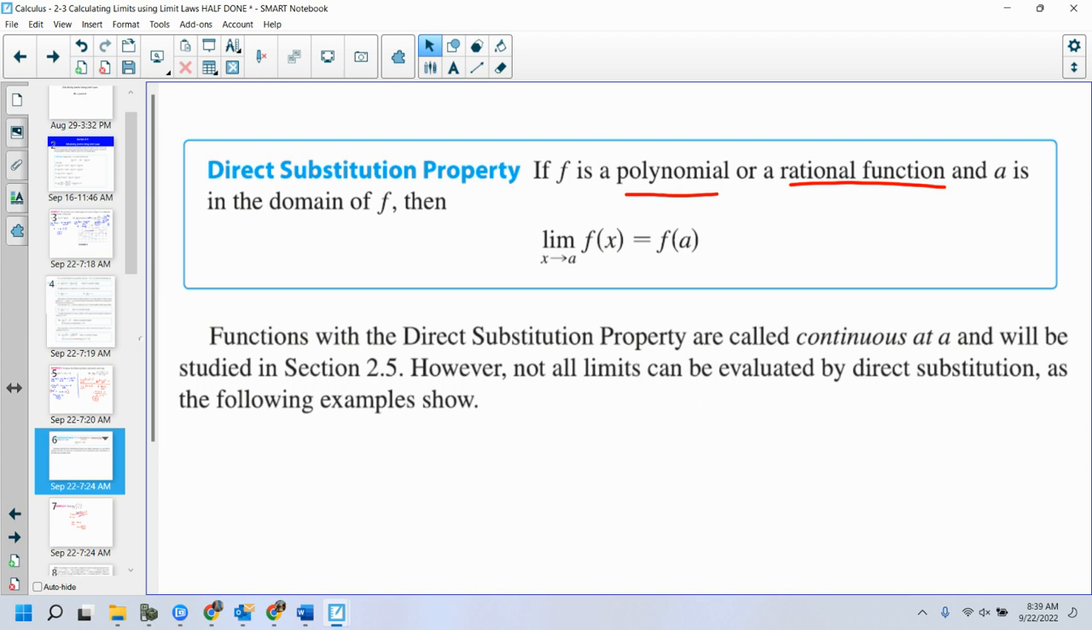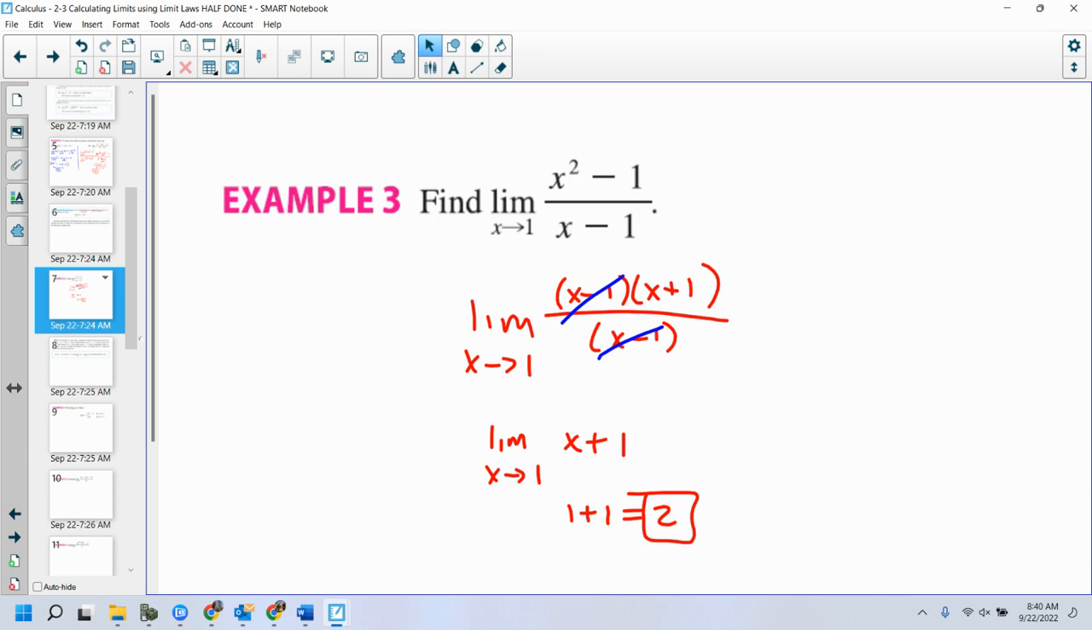And this is a very, very, very convenient rule for us. If f is a polynomial or rational, and yes, we will expand that, but here's where we're at right now. If f is a polynomial or rational, and a is in the domain of f, for a polynomial, that's not a sticking point. For a rational, that is a sticking point. As long as a is in the domain of f, then the limit as x goes to a of f of x is equal to f of a, meaning all I need to do is take that a value and plug it into the function. If we have a polynomial or rational, that is called the direct substitution property. Functions with the direct substitution property are called continuous at a. And again, we're going to study continuity in great depth in section 2.5.